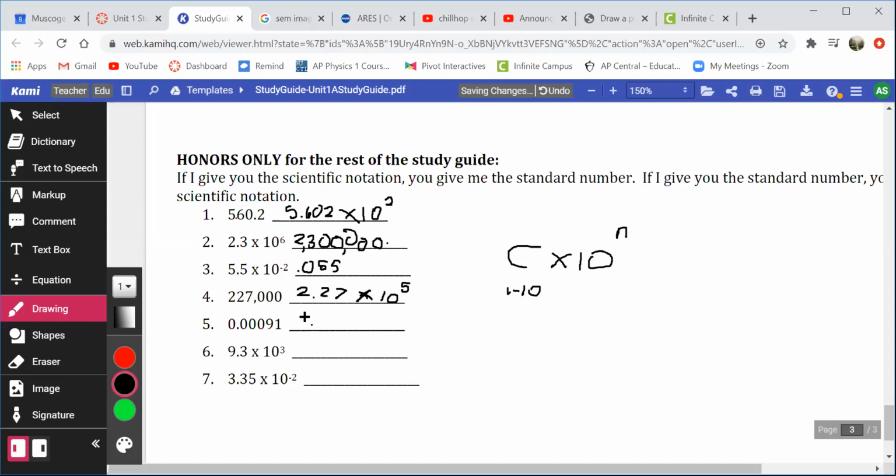9.1. There we go. Between 1 and 10, 9.1. Now, what's my exponent going to be? What is it going to be? Go ahead. Negative 5.